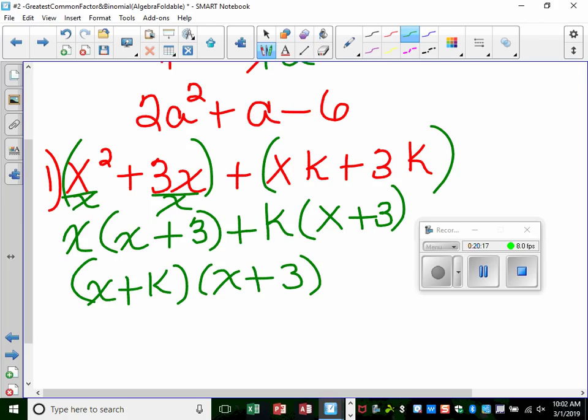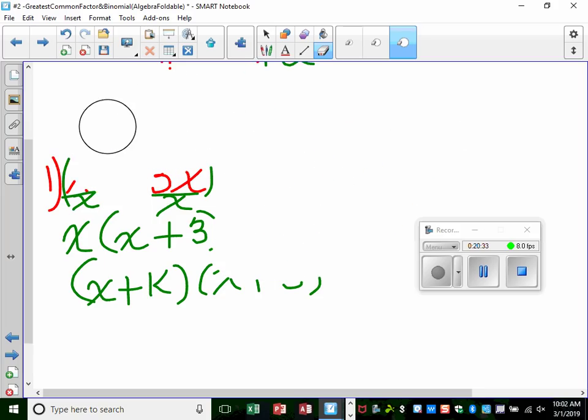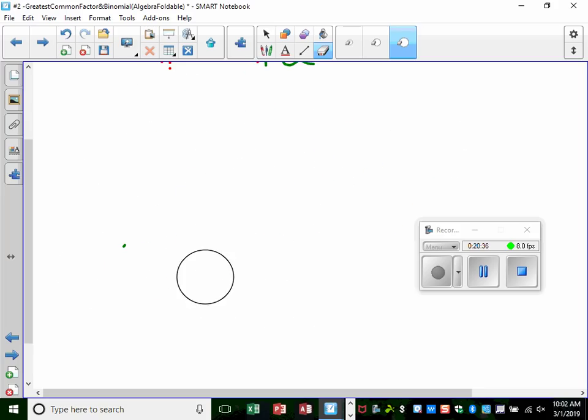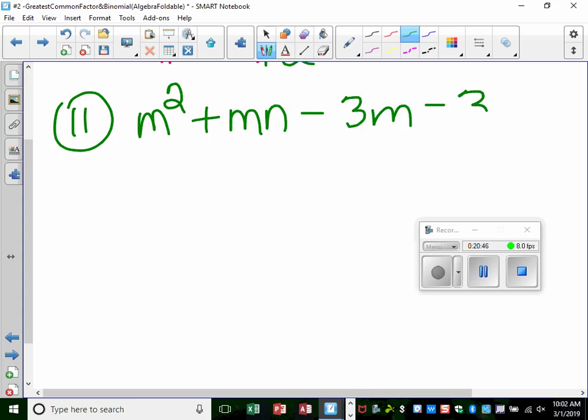All right. Now, I do want to do one that has a minus sign in it, because we like a minus in the second set of parentheses, because that does change the sign. Okay, so let's look at question number 11. We're on page 2 still. Okay, so in question number 11, we have m squared plus mn minus 3m minus 3n.